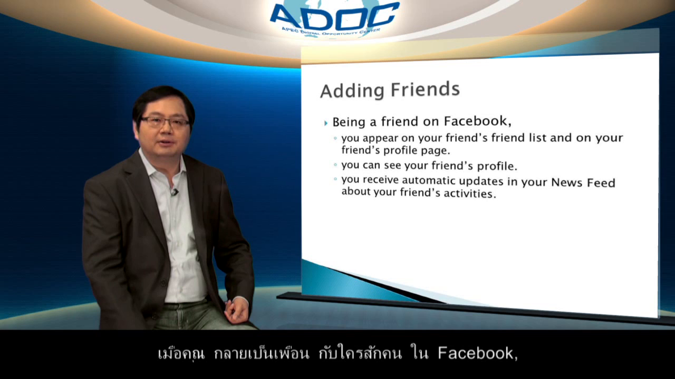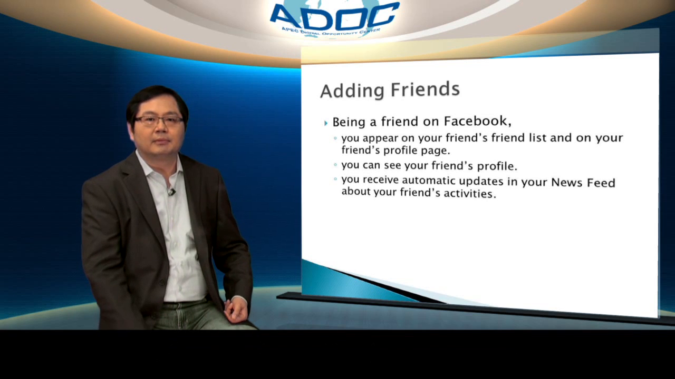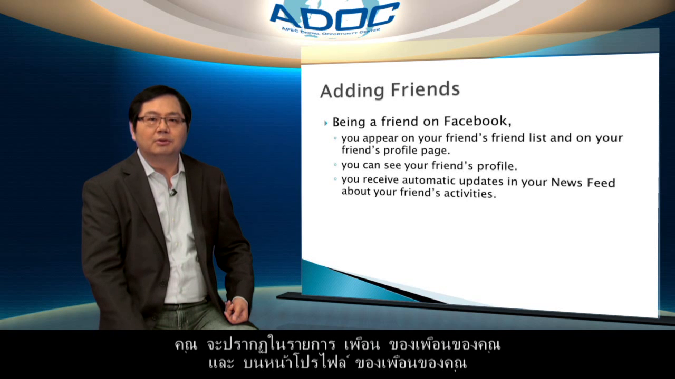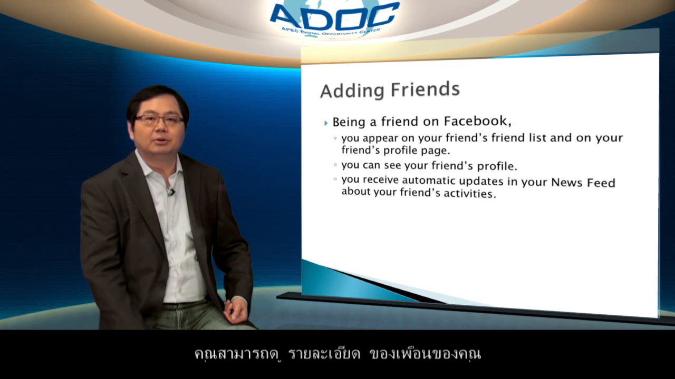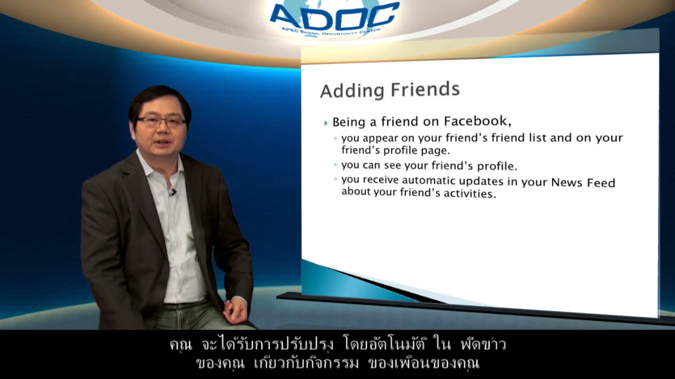When you become friends with someone on Facebook, you appear on your friend's friend list and on your friend's profile page. You can see your friend's profile. You receive automatic updates in your newsfeed about your friend's activities.